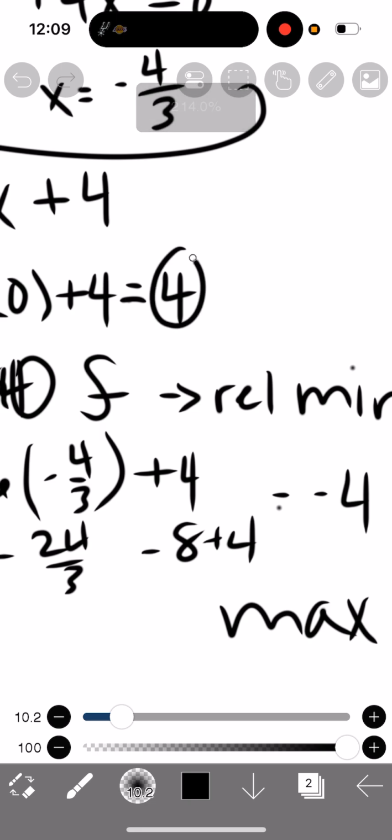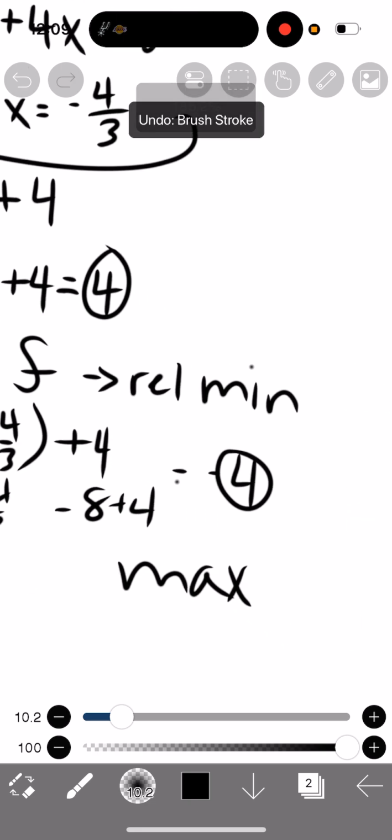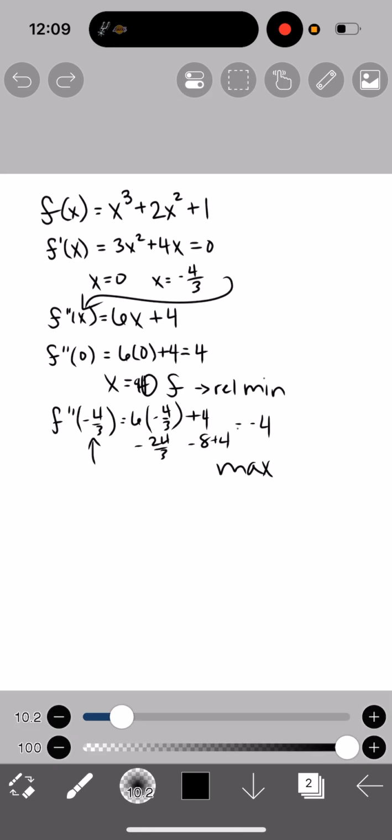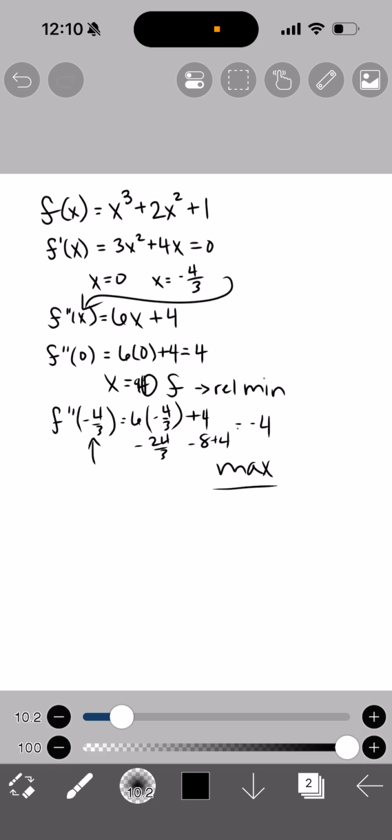You don't need to figure out this number here. You just need to figure out if it's a positive or negative value. And you can just say in your equation, like if you were proving this, let's do it for this one, there is a relative maximum, or f of x has a relative maximum at x equals negative 4/3, as f double prime of x is less than 0, and f prime of x is equal to 0 at that point. Something like that. I hope that helps.